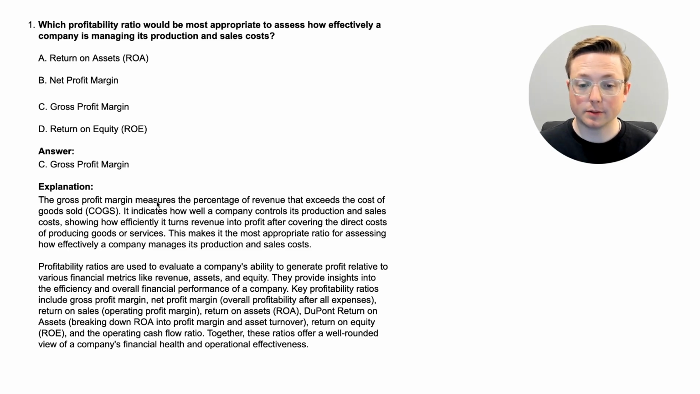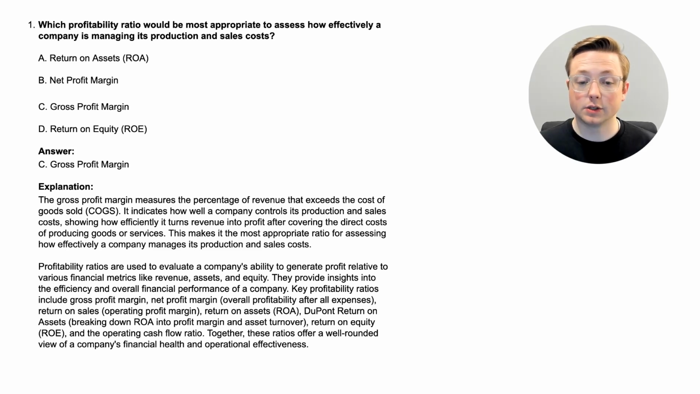The gross profit margin measures the percentage of revenue that exceeds the cost of goods sold. It indicates how well a company controls its production and sales costs, showing how efficiently it turns revenue into profit after covering the direct costs of producing goods or services. This makes it the most appropriate ratio for assessing how effectively a company manages its production and sales costs.